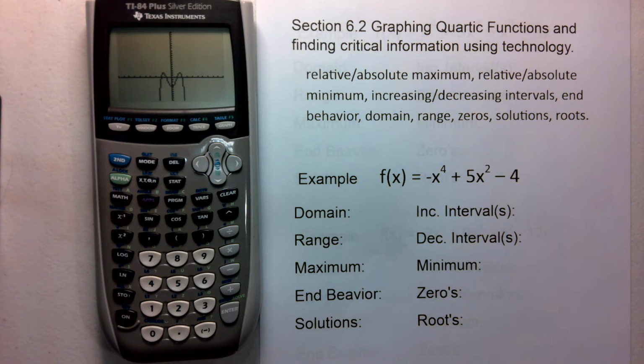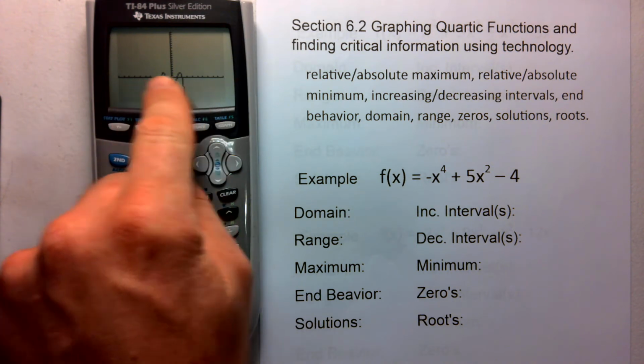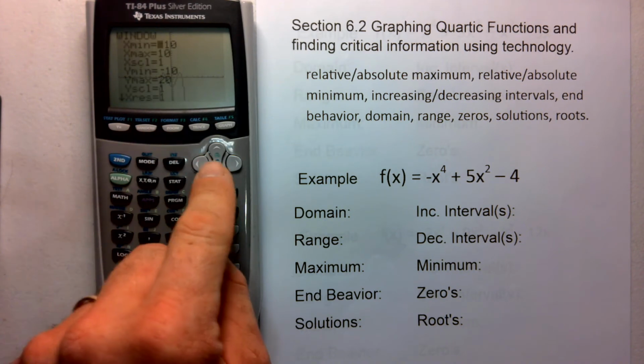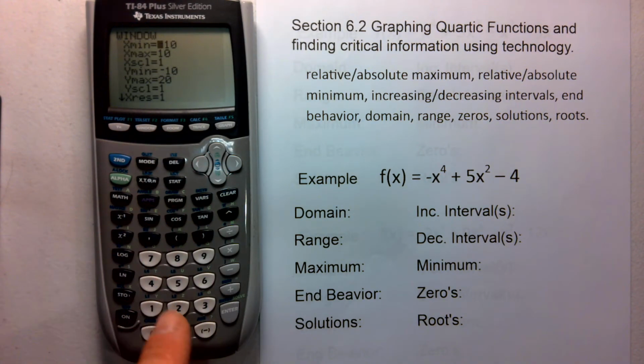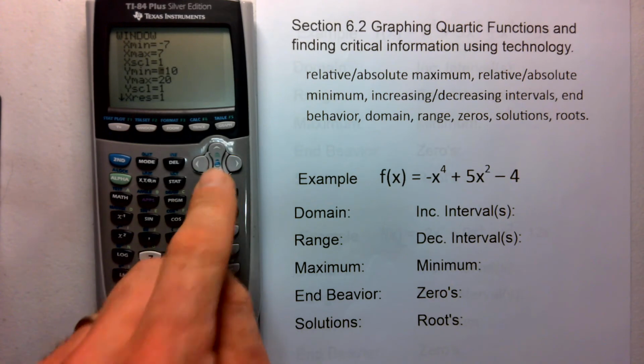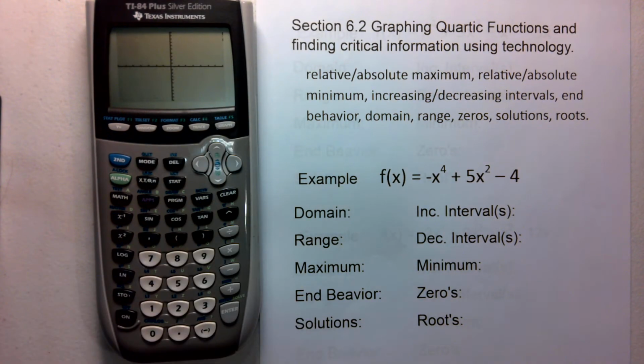You may want to expand this out a little bit. We can change our windows a little bit. We don't need to necessarily see all of the x values or the y values there. So I'm going to go ahead and change this. Maybe our x min being negative 7, x max being 7, and then maybe negative 10 to 10 in this case. So now if I graph that, that might be a little easier for us to see.